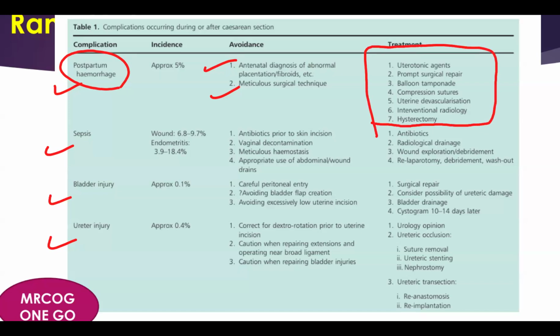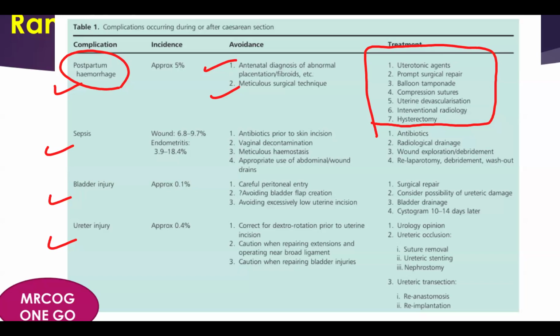So we can offer uterotonic agents. We can do surgical repair of any bleeding point. We can use the balloon tamponade, Bakri balloon, compression sutures like B-Lynch sutures, or offer sutures over the bleeding point. But if we have a tonic uterus, we can do the B-Lynch, uterine devascularization, and then interventional radiology by doing embolization, and by the end will be the hysterectomy, our last resort, right?